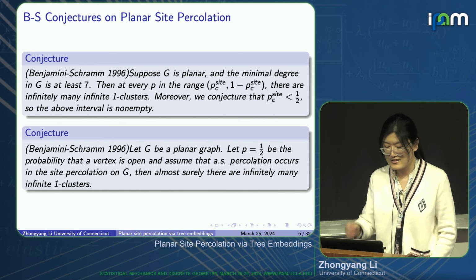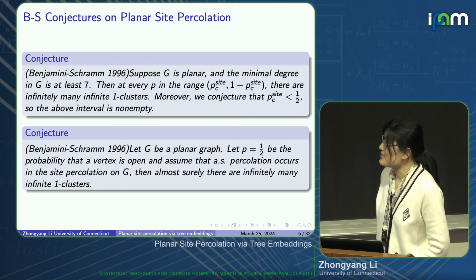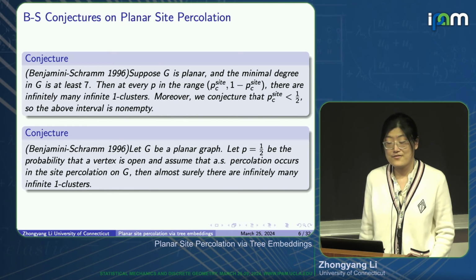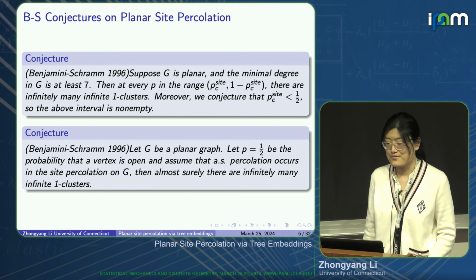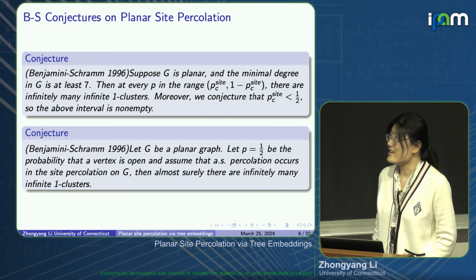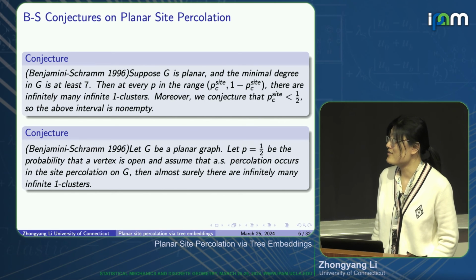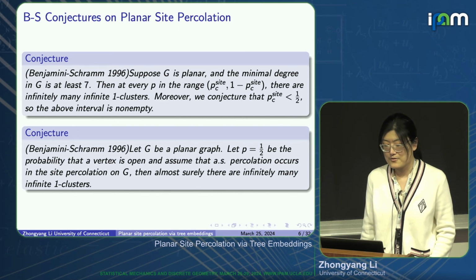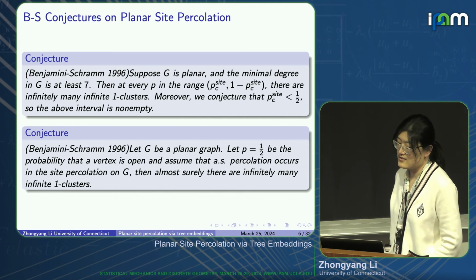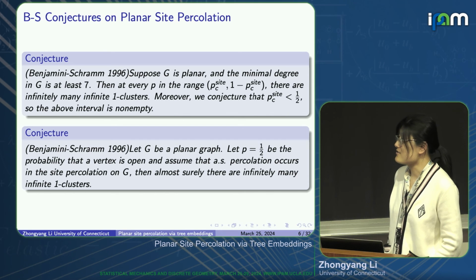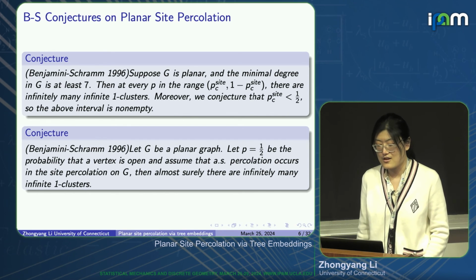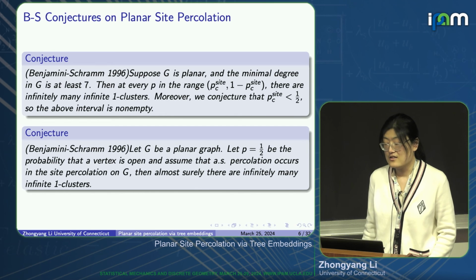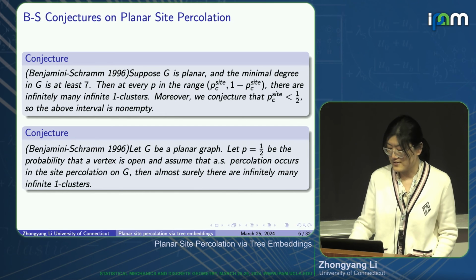These two conjectures say that, first of all, suppose G is planar and the minimum vertex degree of G is at least 7. Then for every p in the range (pc, 1 minus pc), there are infinitely many infinite one clusters. Moreover, the conjecture is that pc is strictly less than 1/2, so this interval is always non-empty. The second conjecture says that if G is a planar graph, and assume at p equals 1/2, almost surely percolation occurs, then almost surely there are infinitely many infinite one clusters.